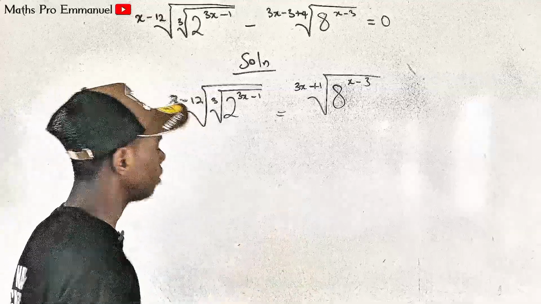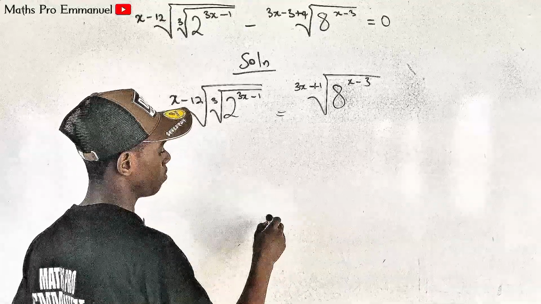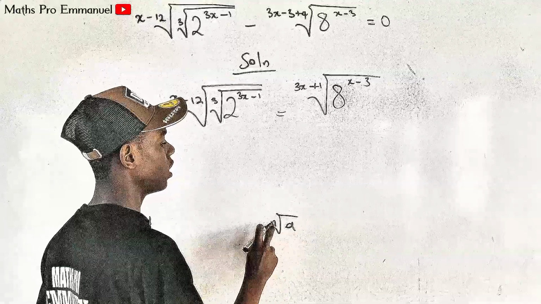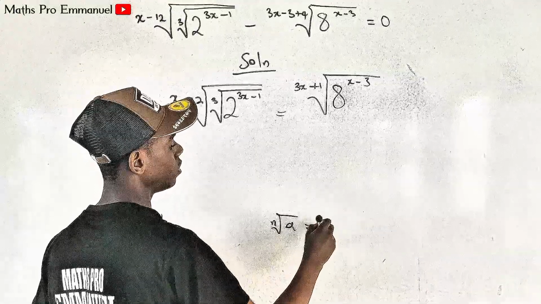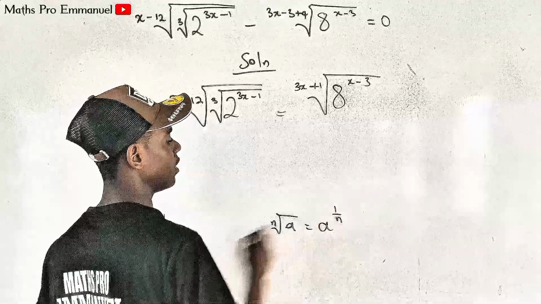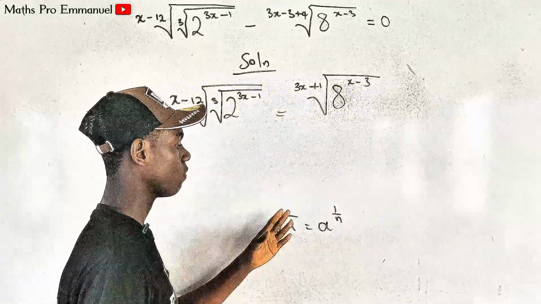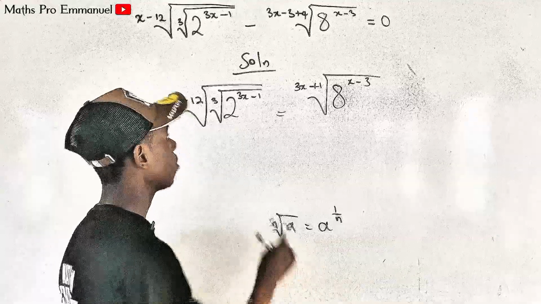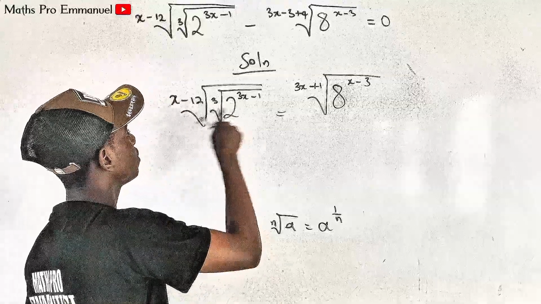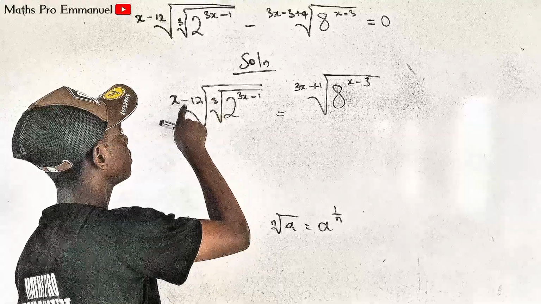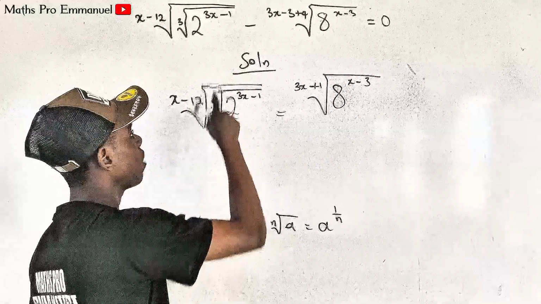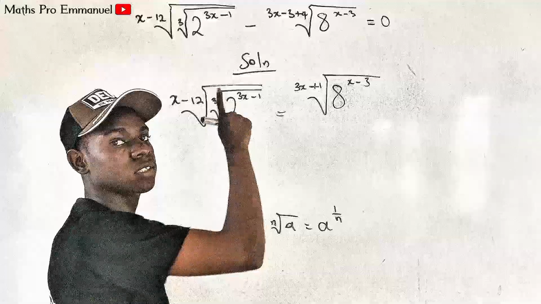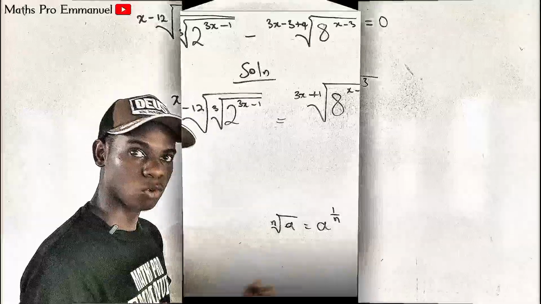Now if you remember, in indices, one of the laws of indices is that when I have n root of a, my result will be a raised to the power of 1 over n. So I'm going to take the reciprocal of every single thing here. For this, I'm going to have 1 all over x minus 12. This now I have 1 all over 3. Then this now I have 1 all over 3x minus 1.